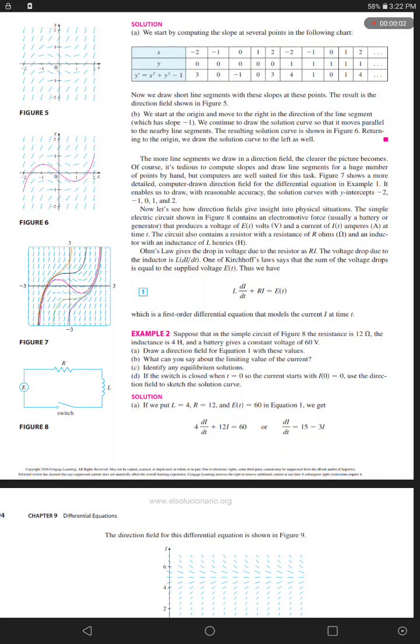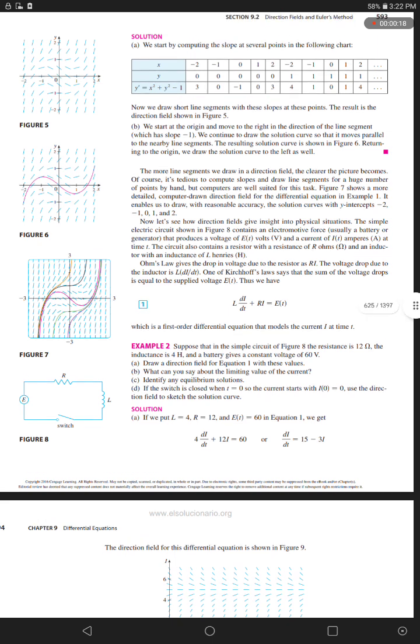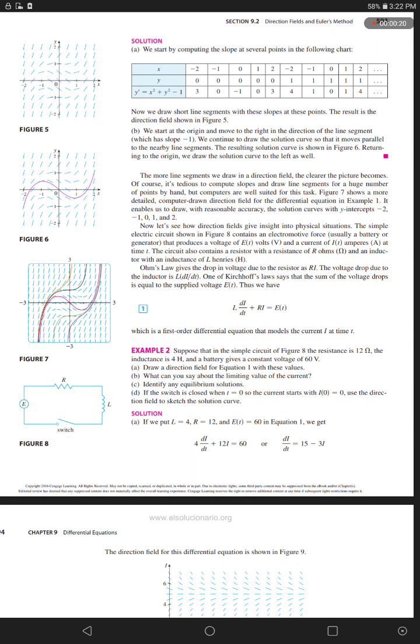We have rows and columns, and the rows are for the variables x, y, and y prime, for x squared plus y squared minus 1. Now we draw short line segments with these slopes at these points. The result is the direction field shown in figure 5. See figure 5.